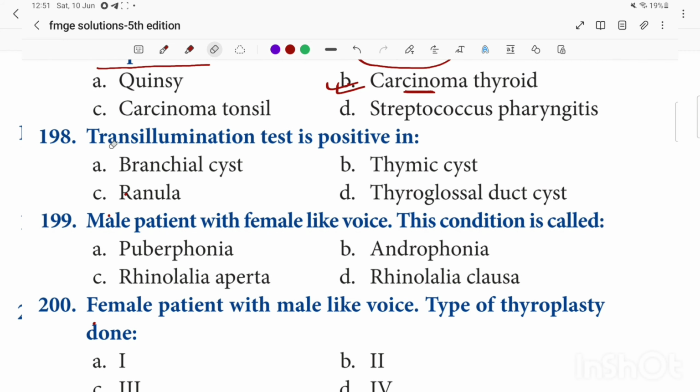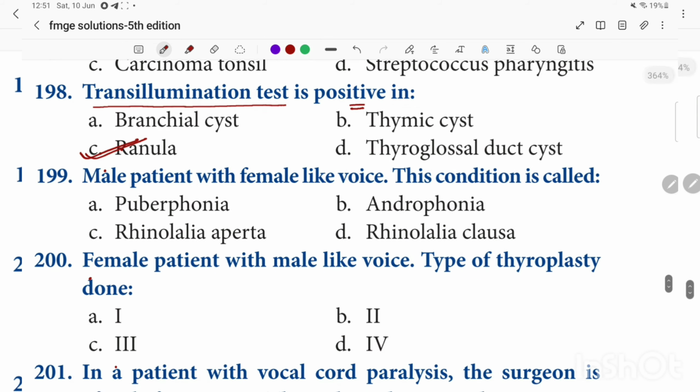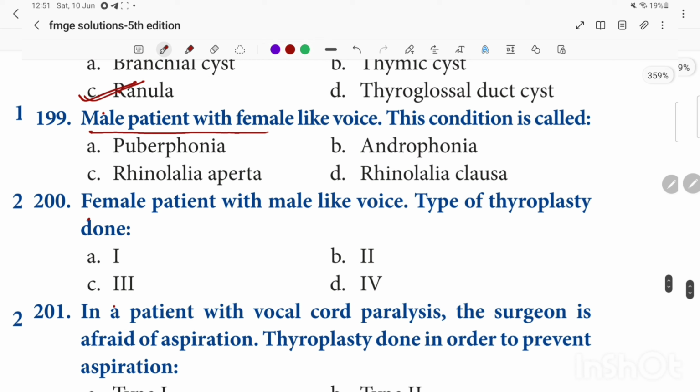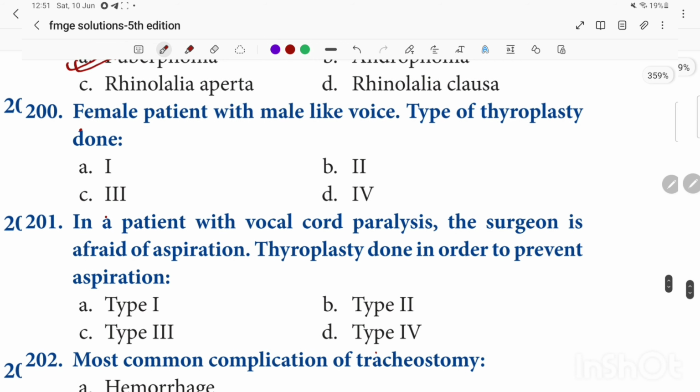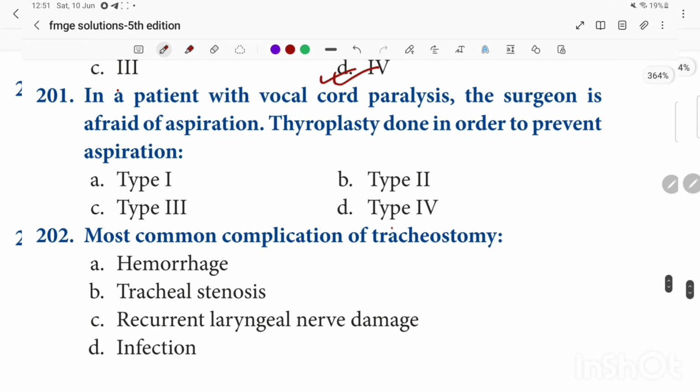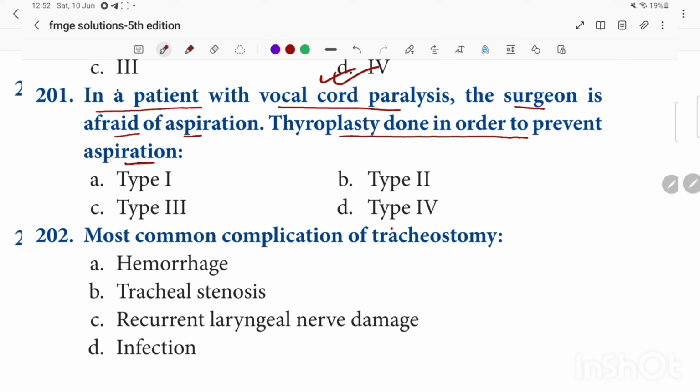Transillumination test is positive in ranula. A male patient with a female-like voice, this condition is called puberphonia. For a female patient with a male-like voice, the type of thyroplasty is type 4. In a patient with vocal cord paralysis, the surgeon is afraid of aspiration. Thyroplasty done in order to prevent aspiration is type 1.